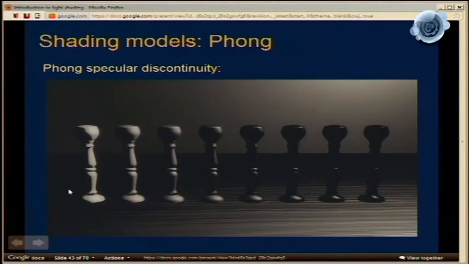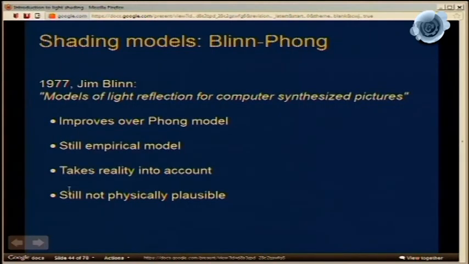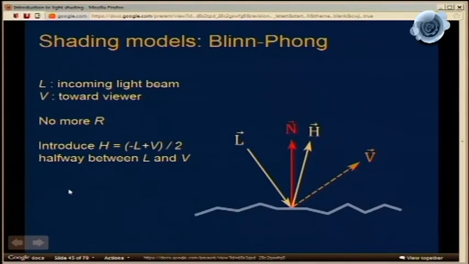So what else do we have? We have the Blinn-Phong model, which is an improvement on the Phong model. It still is empirical, but this time it takes reality into account somehow. But it's still not physically plausible. So what is this one? This time we get rid of R and instead we introduce H, which is a halfway vector between L and V. And if you're like me, the first time you see this, you say, what? R, okay, I understand: L is supposed to be reflected toward R, but H, where does this come from?